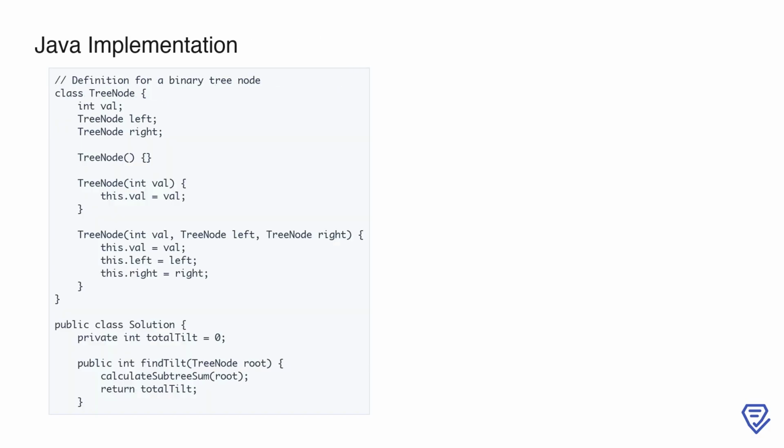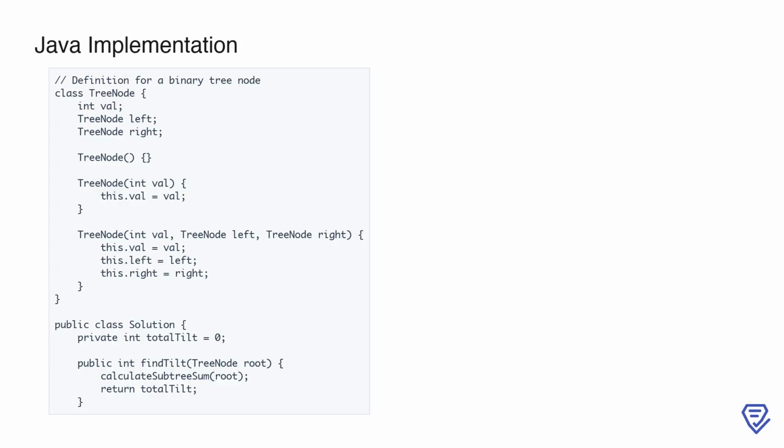Here, we start by defining the structure of a binary tree node using the TreeNode class. Each tree node has three attributes: val for the value stored in the node, and left and right for the left and right child nodes, respectively. We also provide three constructors: one default constructor, another that initializes the node with a specific value, and a third that initializes the node with a value as well as its left and right children.